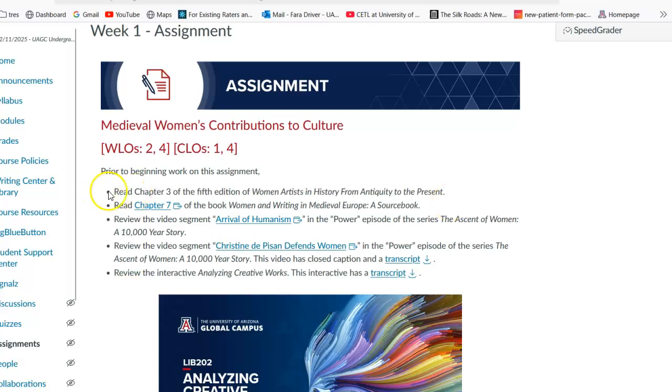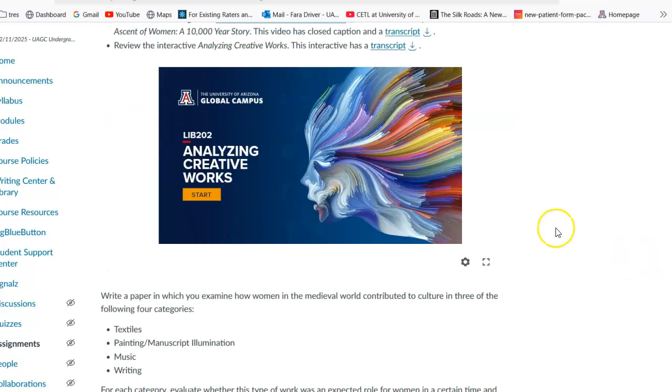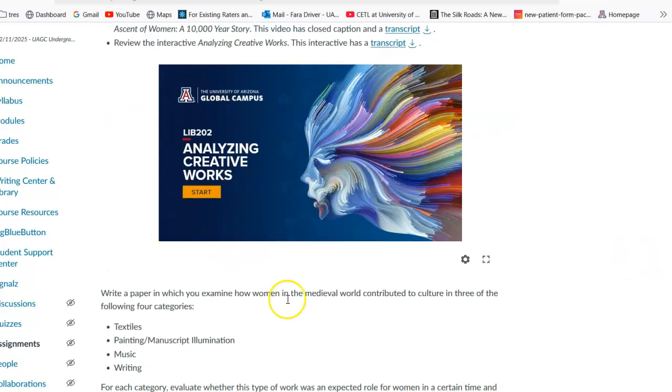So here are the required readings and work for this particular assignment. You needed Chapter 3 of Women Artists from Antiquity to the Present by Slatkin. That's the required course textbook. Women Writing in Medieval Europe, Chapter 7. And then the video segments that are listed here, which both also have transcripts. You also needed to understand analyzing creative works, because one of the things you were supposed to do was literally analyze works by each of the 3 women that you pick.